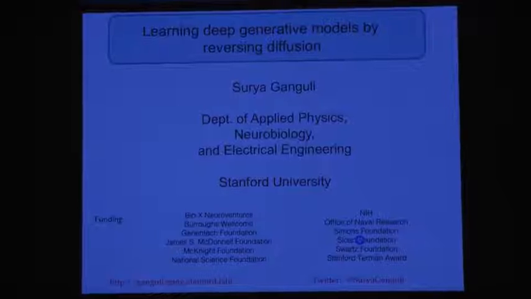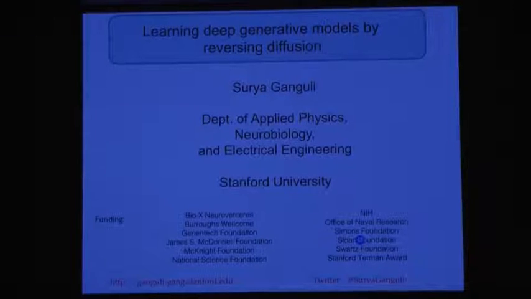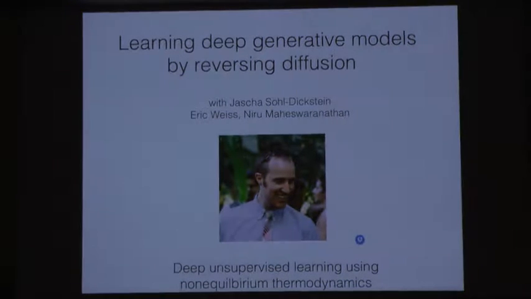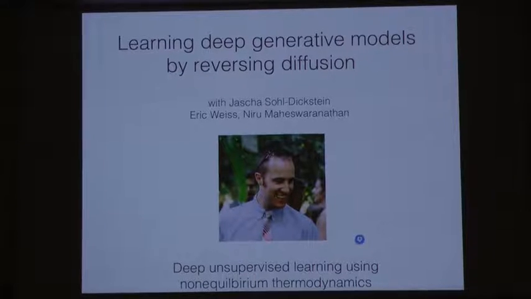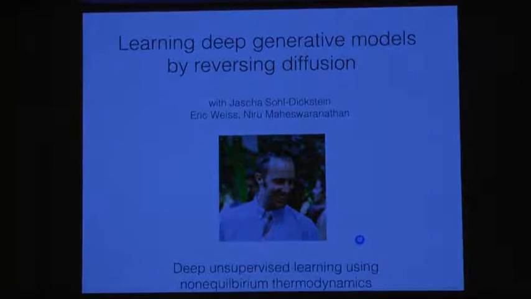Okay, so my name is Surya Ganguli. I'm going to talk to you about learning deep generative models by reversing diffusion, essentially reversing the flow of time. This is work led by my postdoc, Josh Sohl-Dickstein, who's now at Google Brain Research, and it's reporting on a paper whose title is Deep Unsupervised Learning Using Non-Equilibrium Thermodynamics, and you'll see why we use that name.